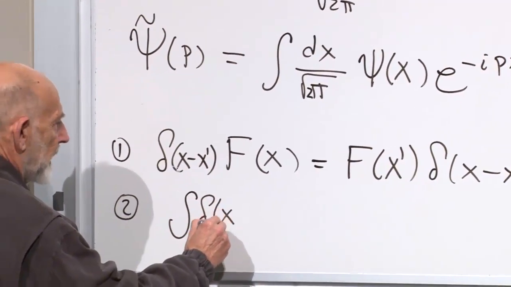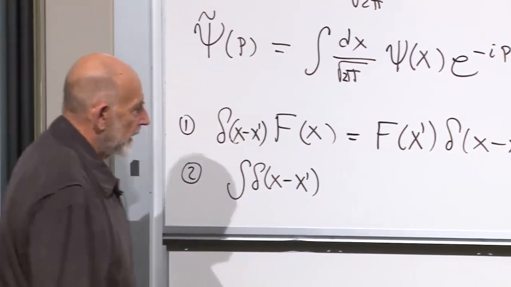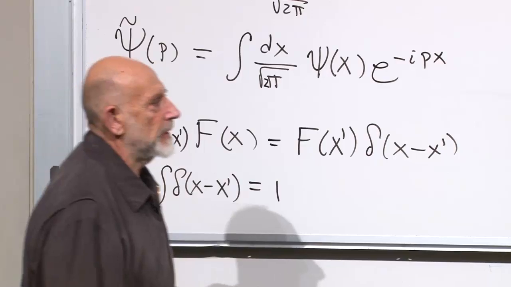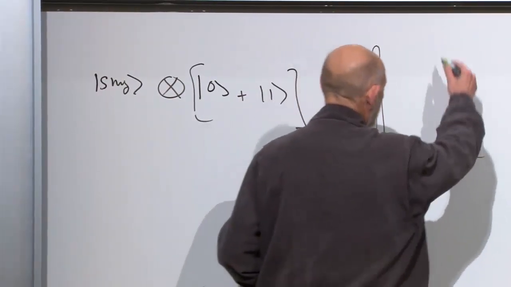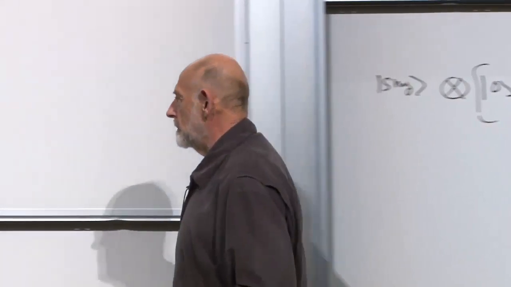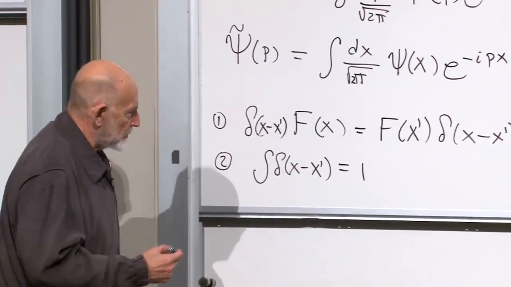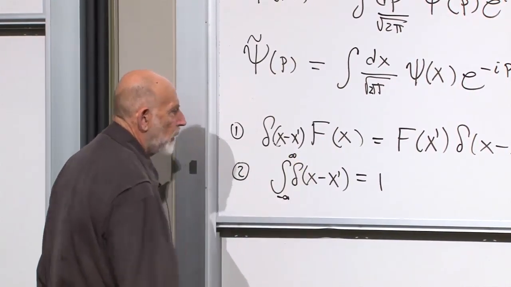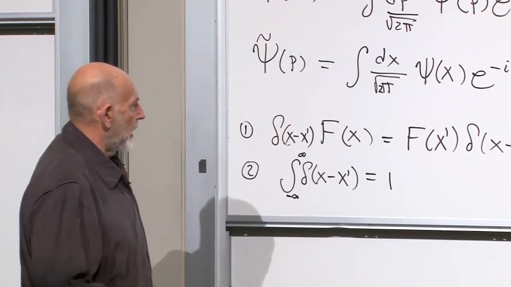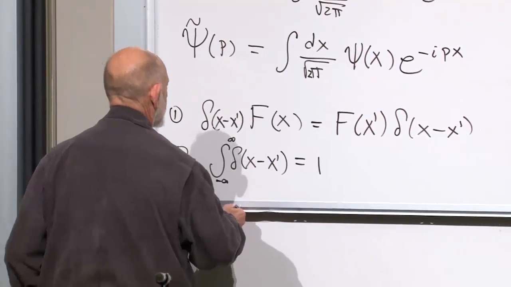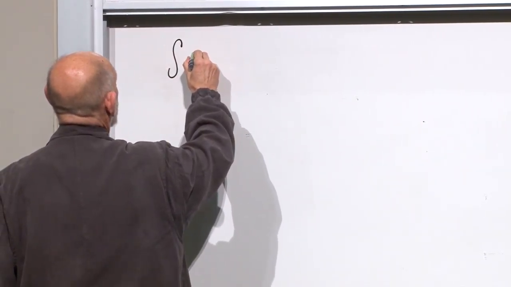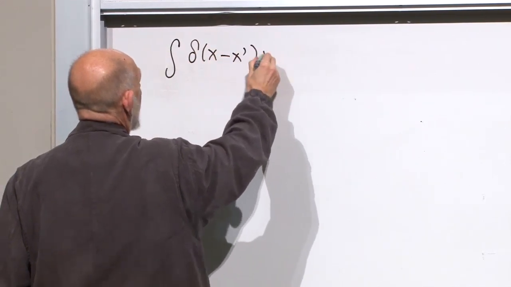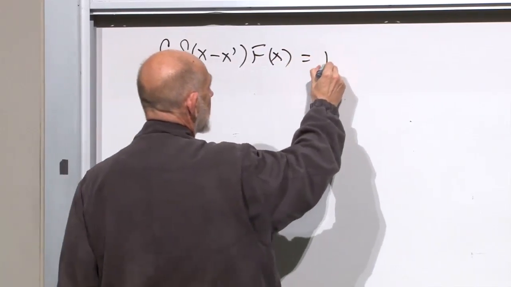The integral of delta of x minus x prime is always equal to one. That's just the statement that the area under this bump is equal to one, and it doesn't matter where you put it. Put it over here, or over here, or over here. The area is always equal to 1. And so the integral of delta of x minus x prime, from minus infinity to infinity, is always equal to 1. And the last property, which follows from these two, is that the integral of delta of x minus x prime, times f of x, is equal to f of x prime.